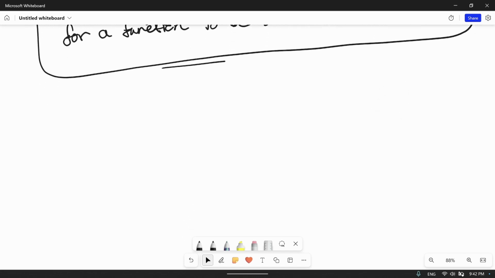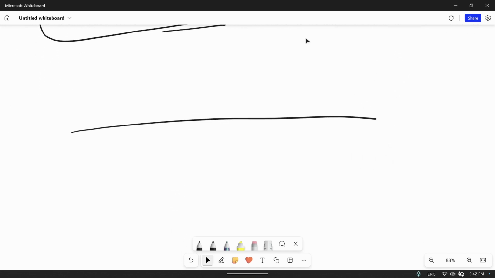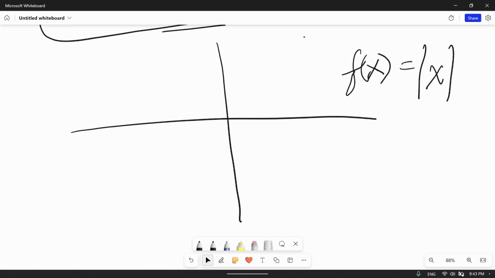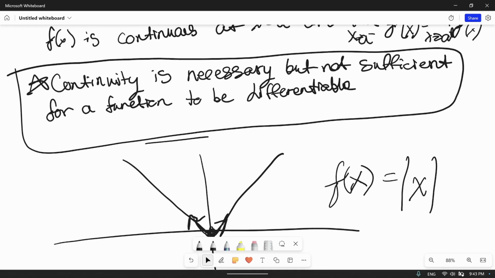So let me give you guys an example of this. Let's say we have f of x equal to the absolute value of x. Now tell me what the derivative is here. Because it goes one way and then instantly changes direction, there is no derivative there. And so this is a case where continuity is necessary, but not sufficient.